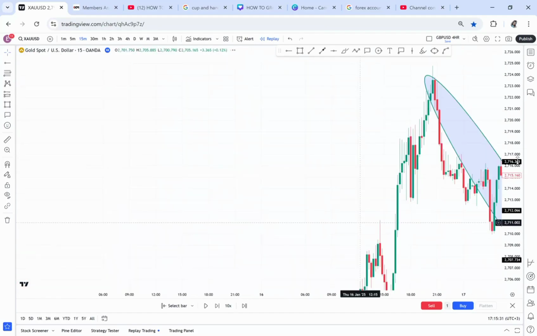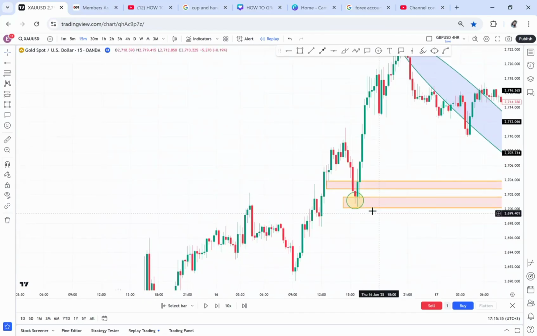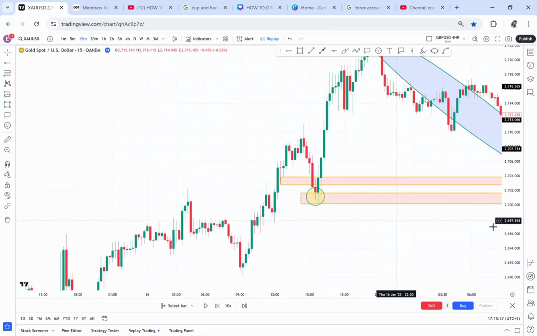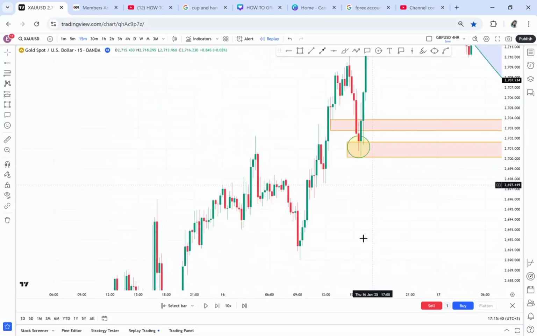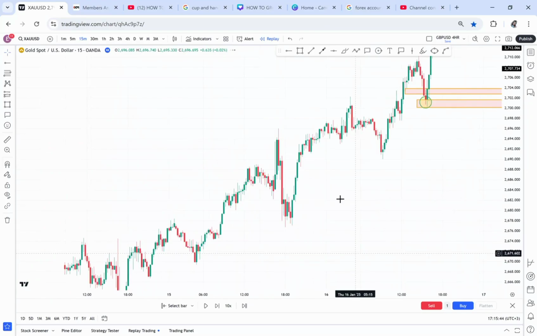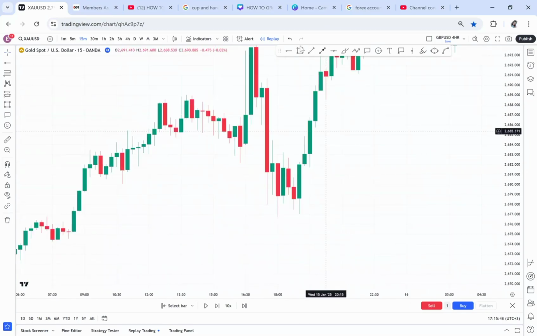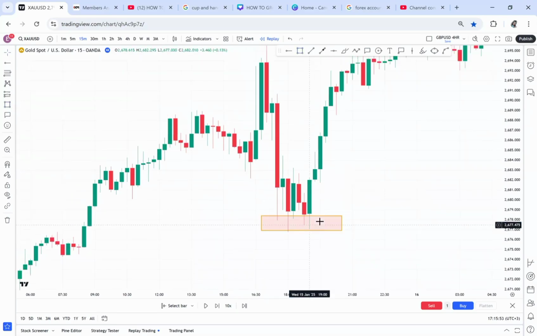Let's try to look for one more example. So let me try to look for you an example. Even this one, I never thought that I can trade this as a double bottom. Do you know these are double bottom? These are double bottom, guys.